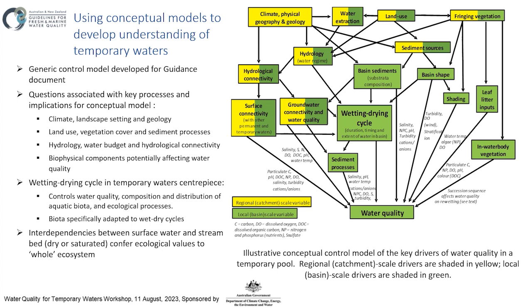I guess central to this whole conceptual model is that wetting and drying cycle. You see it's in bold, it's a higher font size. It controls all of those other processes. And the biota specifically are adapted to that wet and dry cycling. So it's those interdependencies between the surface water and the rest of the system that are so important, and that's conferring ecological values to the whole ecosystem. But this was something in the Queensland list of questions, you know, what values are these systems that are maybe only wetted for a small amount of the time, and maybe Alicia can follow up on that as well in some of her presentation.